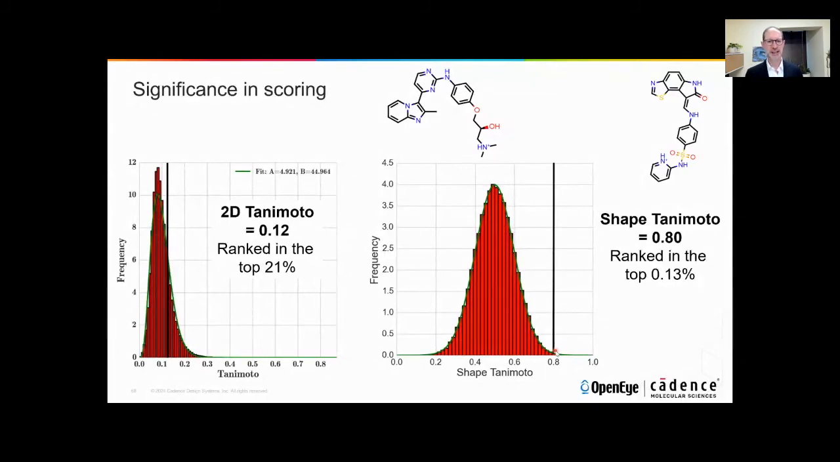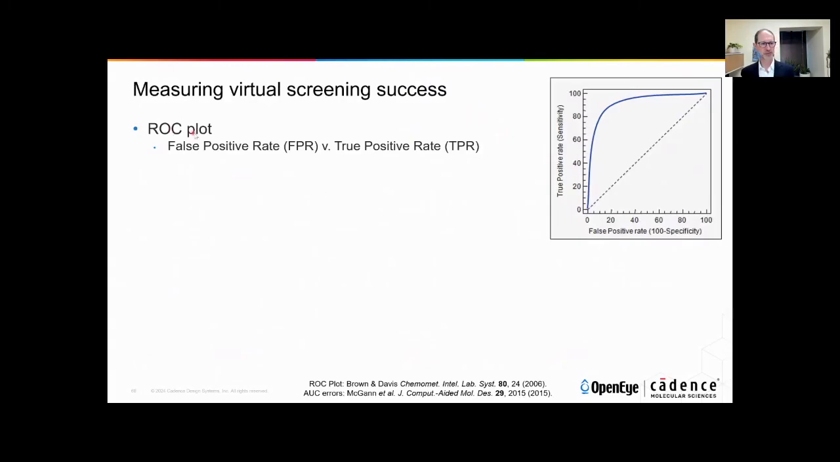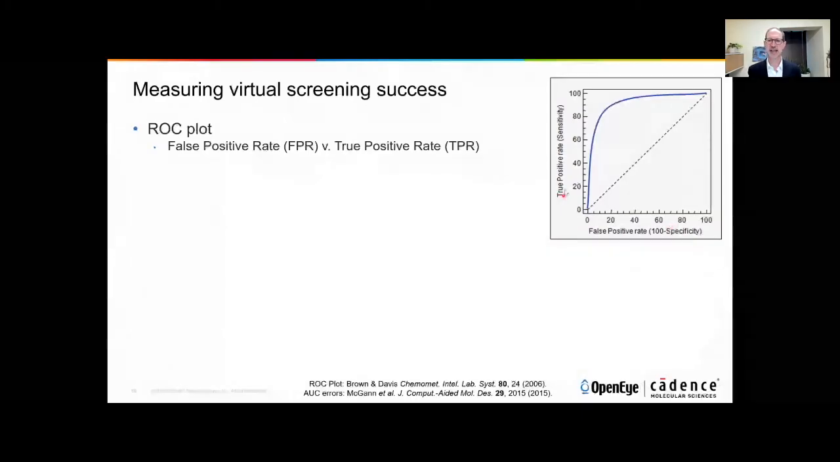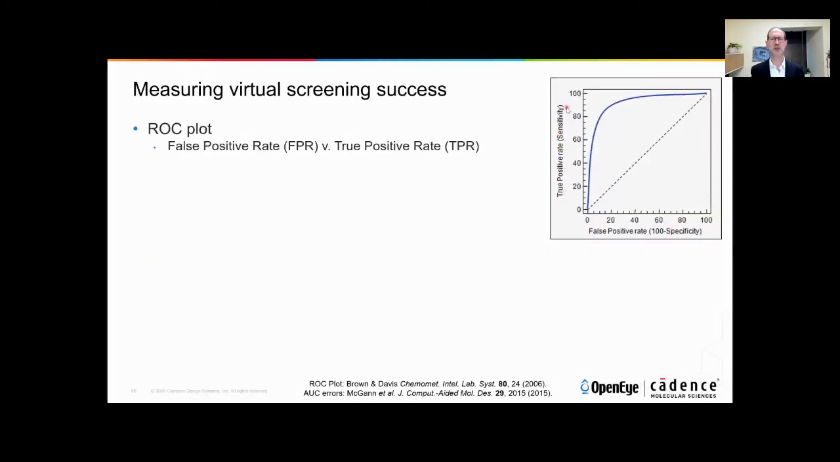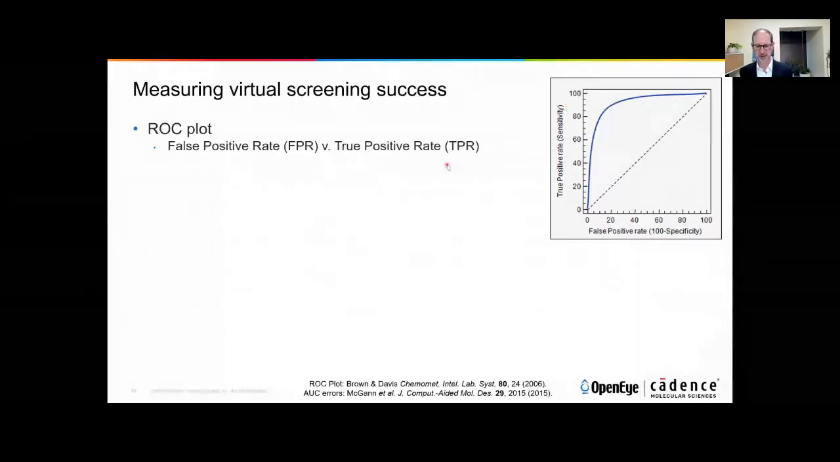So now I'm going to look at using 3D and a little bit of 2D for virtual screening success. So a short note on how I'm going to measure virtual screening success with these different methods. I'm going to use something called the ROC plot, which plots on X the false positive rate. So this will be finding inactive molecules in virtual screening. And then on Y, the true positive rate, which in virtual screening is finding active molecules.